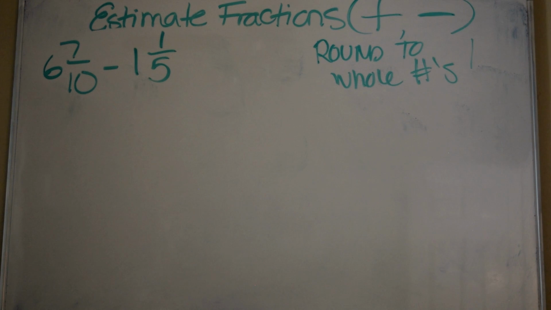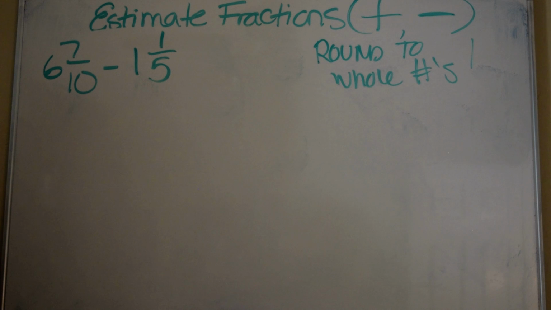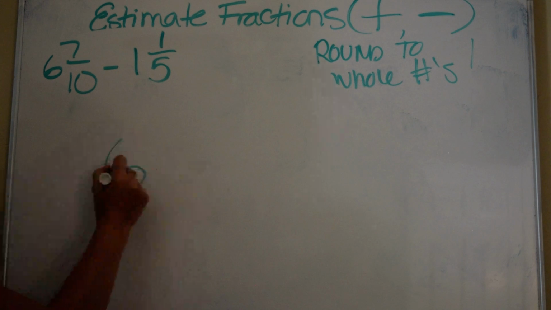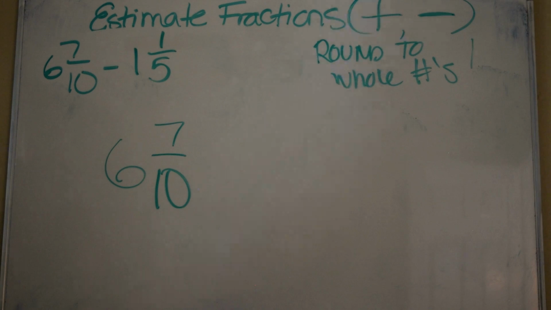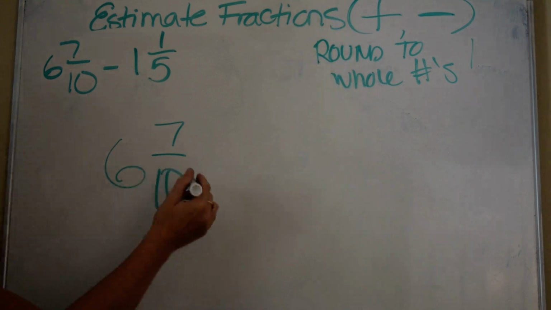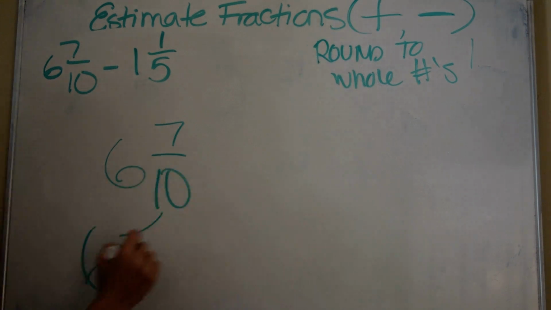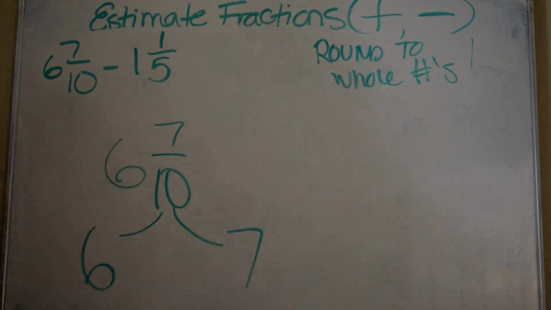All right, so what are we doing? We're taking both of these fractions. So I have 6 and 7/10. I'm going to write it really big. I want to round this to the next whole number. So whenever you round a fraction, you're asking: is 6 and 7/10 going to change into a 6, or is it going to round up into a 7? That's what you're figuring out every time.